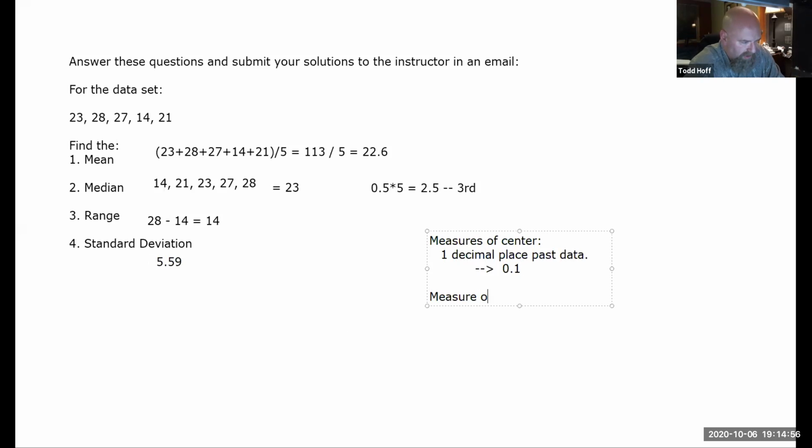For measures of variation, the convention is generally to go 2 decimal places past the data. So again, all this data goes to the nearest ones. 2 decimal places past that would be the nearest 100th. So that's why I rounded that standard deviation to 5.59, is that's 2 decimal places past the data.